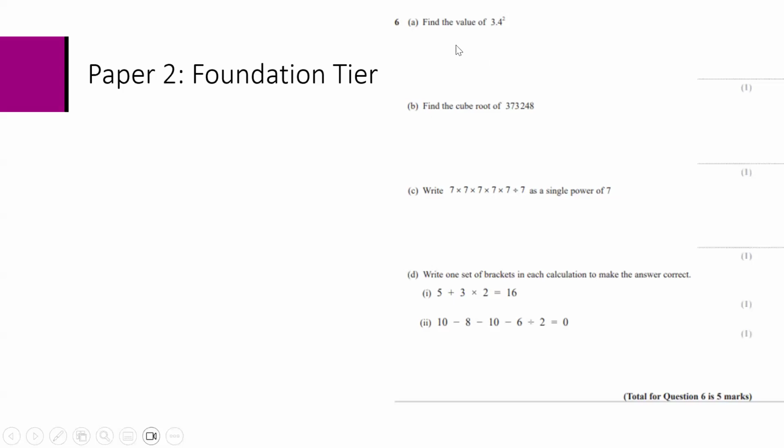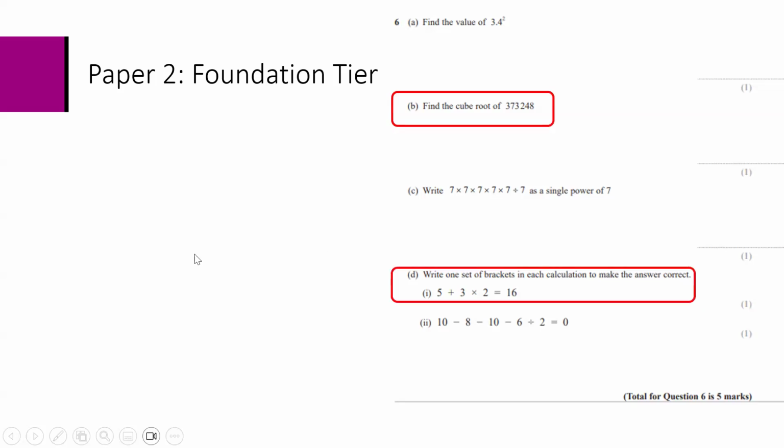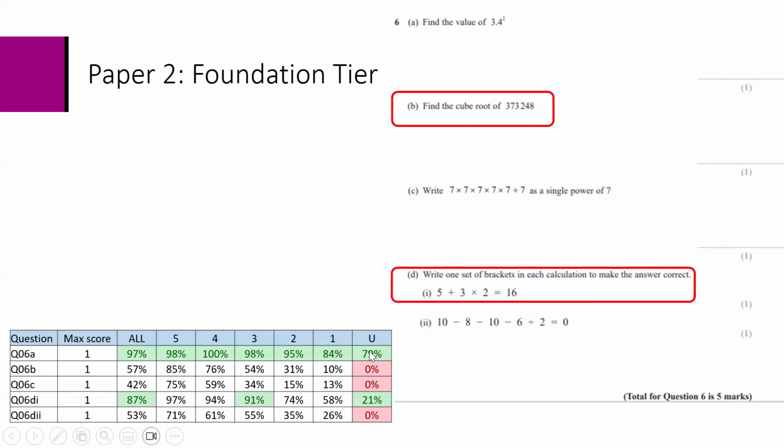Okay, so paper 2 again. So we've got find the value of 3.4 squared, find a cube root, write this as a single power, and then write 1 set of brackets in each calculation to make the answers correct. Now, what I am going to be drawing your attention to is part B here and part D. And I'm going to pull up the statistics. So part A was actually one of the best answered parts on the paper. Whereas part B here, 57% could find a cube root of this number using their calculator. In part D, 87% of students effectively got the mark on this one.